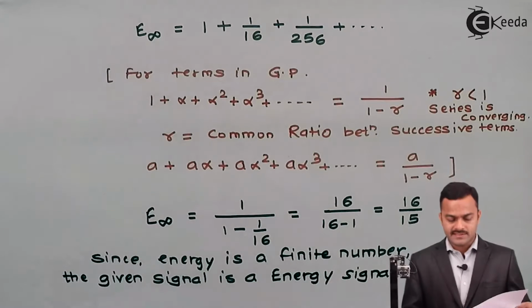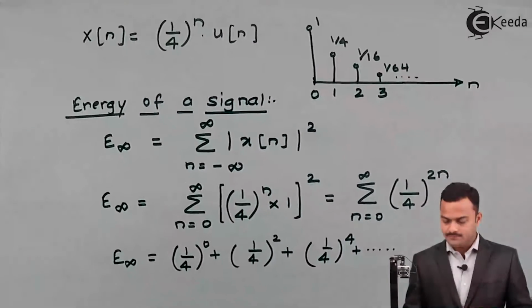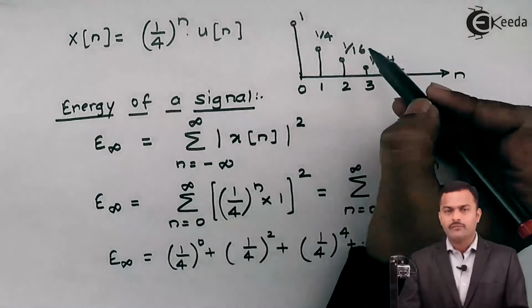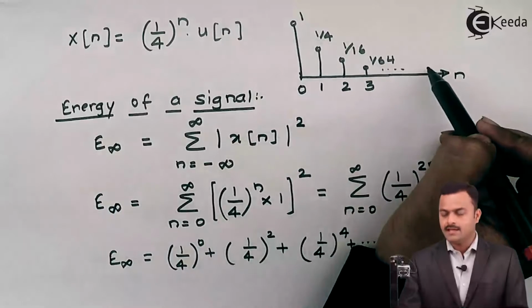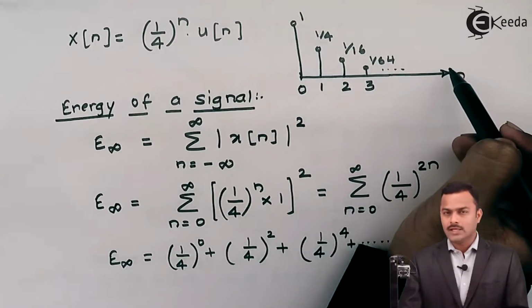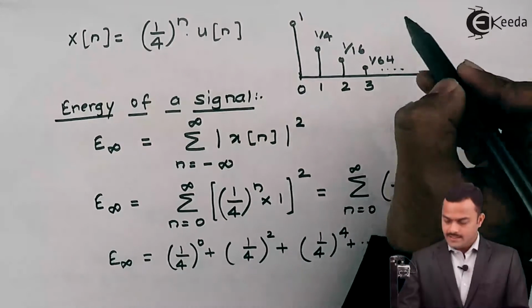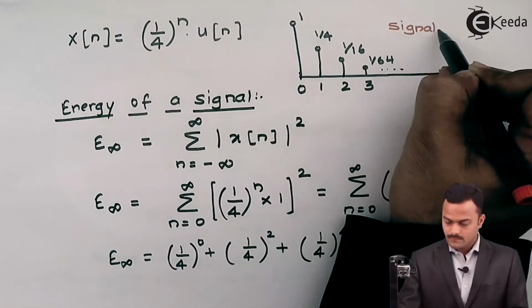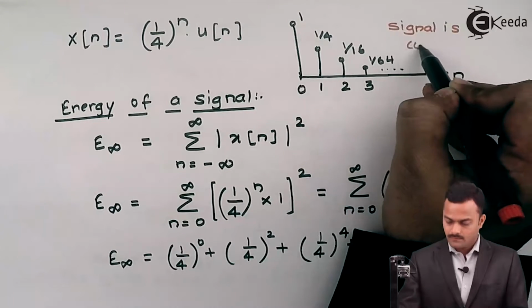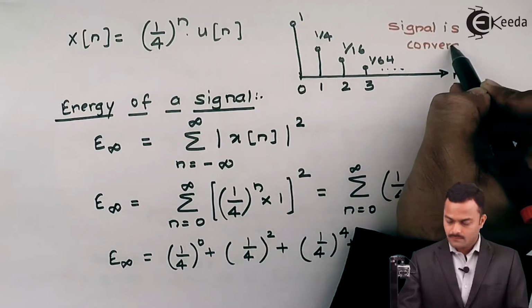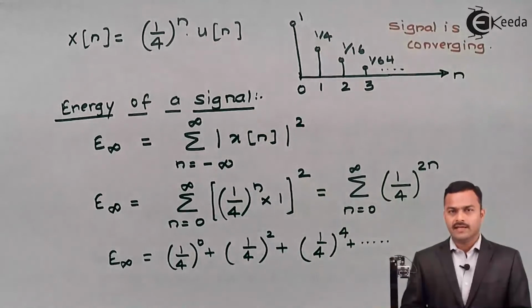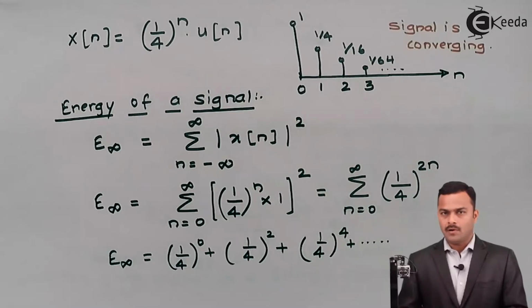Hence, in the first place itself, while plotting the signal, from here it is very much obvious that the signal keeps on decreasing, and in the end it will become 0 for n equal to infinity. Hence the signal is a converging one. And only for a converging signal can we find the energy and power.